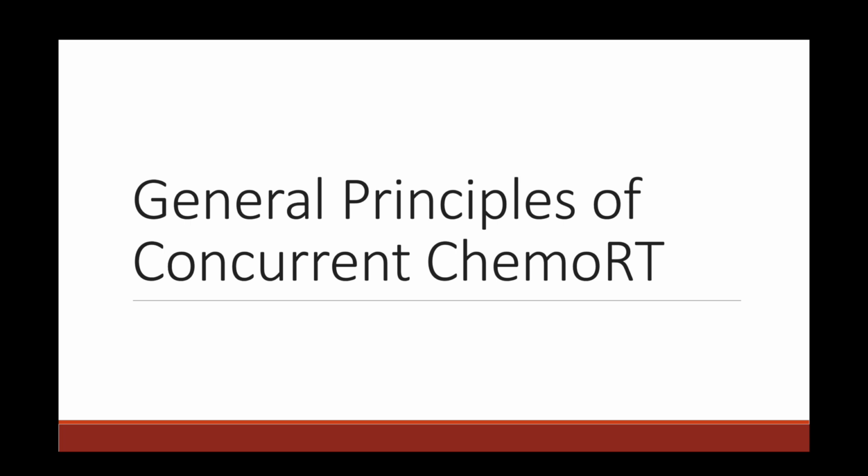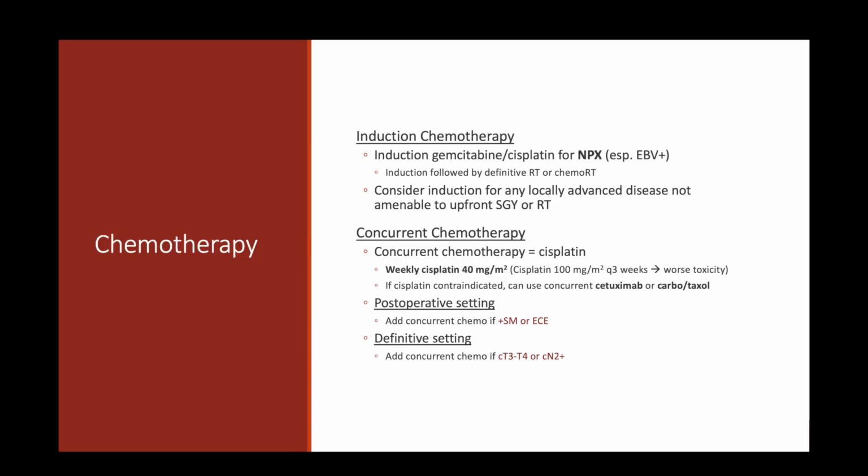What we're going to do now is switch gears and talk about when we add concurrent chemoradiation. And as we will see, there are different indications to add it in both the definitive setting as well as in the postoperative setting. When we give concurrent chemotherapy, the agent that we use is Cisplatin. So we give weekly Cisplatin 40 milligrams per meter squared. That is considered a low dose Cisplatin. There's also high dose Cisplatin where we can do 100 milligrams per meter squared given every 3 weeks. And as we will see, that's what was used in a lot of these studies.